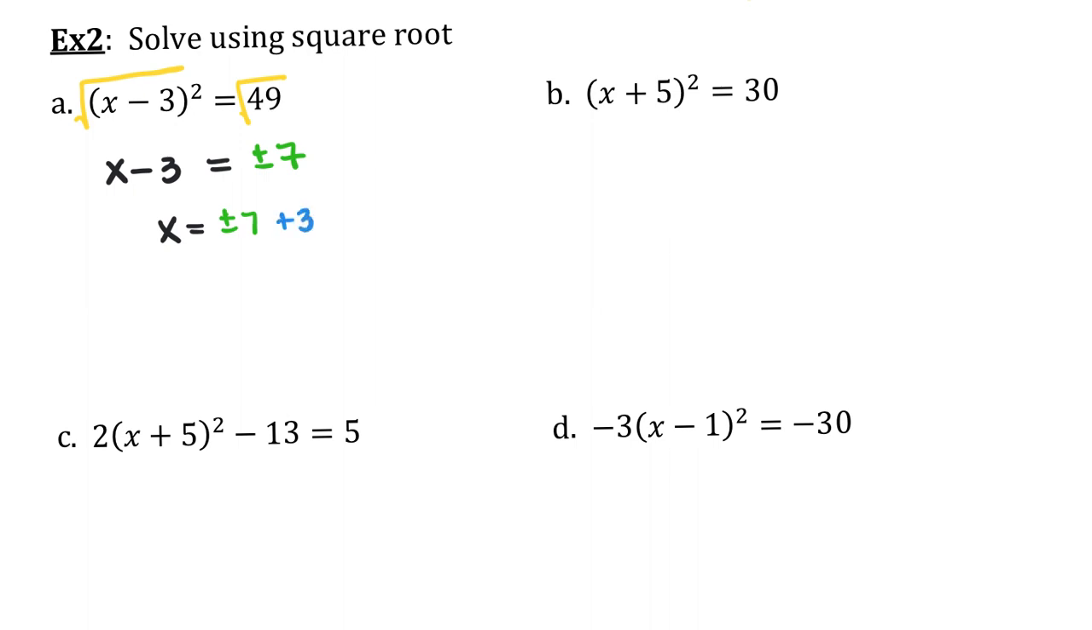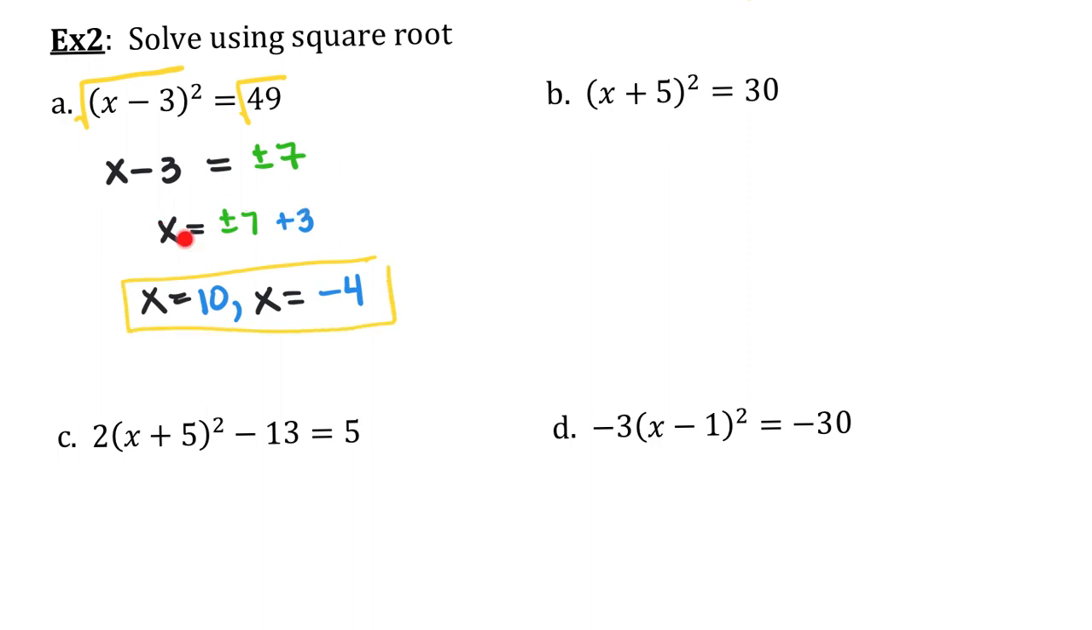Okay, I'm not leaving it like this. There's 2 answers. I want you to see them. Okay, I'm going to start with the positive 7. If I do positive 7 plus 3, I get 10. But there's a second answer. If I do negative 7 plus 3, I get negative 4. Okay, so those are my 2 answers, 10 and negative 4.